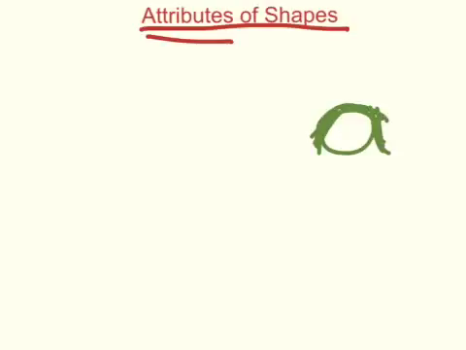Mr. Siemens has 2 legs. That's an attribute. Or 2 arms and a body. That is not the best picture of Mr. Siemens that I've seen. But you get the idea. So attributes of shapes are ways that we can describe shapes.